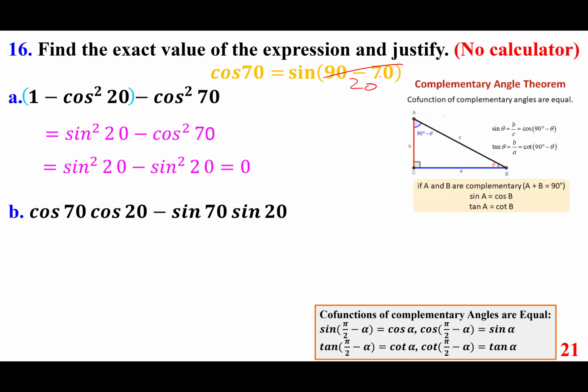What about cos 70 cos 20 − sin 70 sin 20? We recognize this as cosine of α + β, which is cos α cos β − sin α sin β. So we call this alpha, we call this beta. So it's cosine of α + β, 70 + 20, which is cosine of 90 degrees. And we should know cosine of 90 degrees is 0.